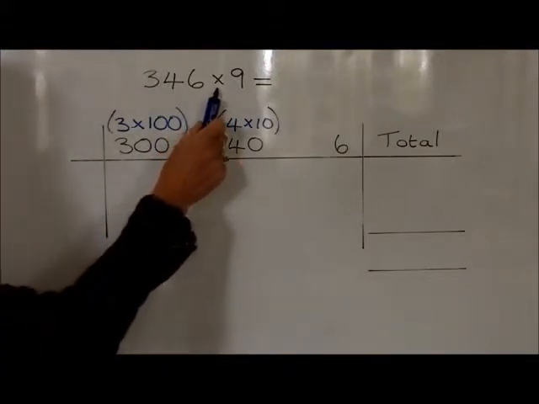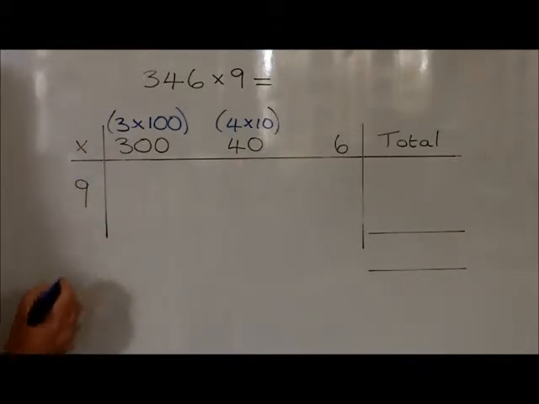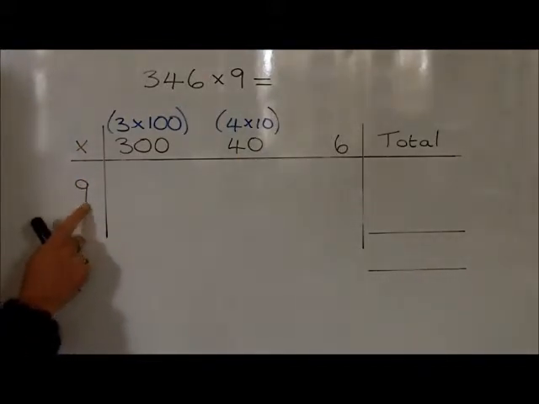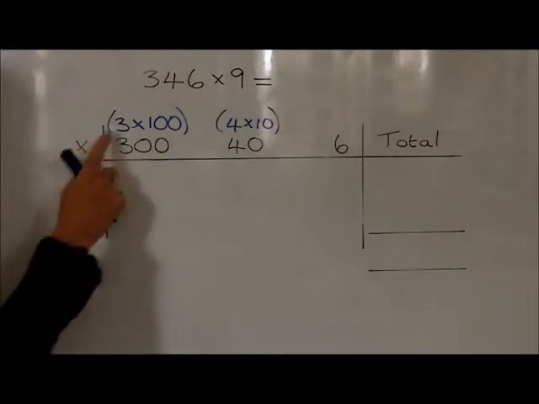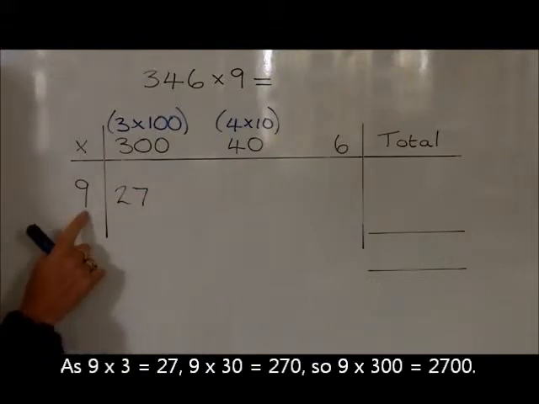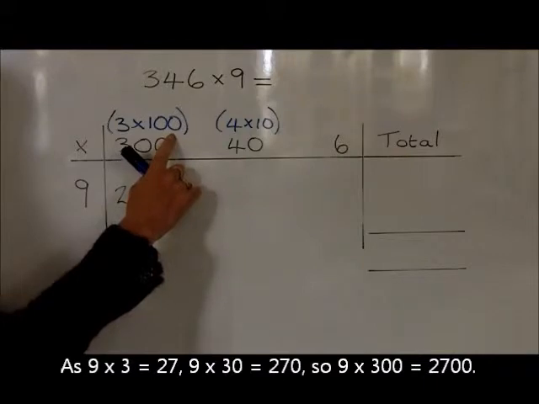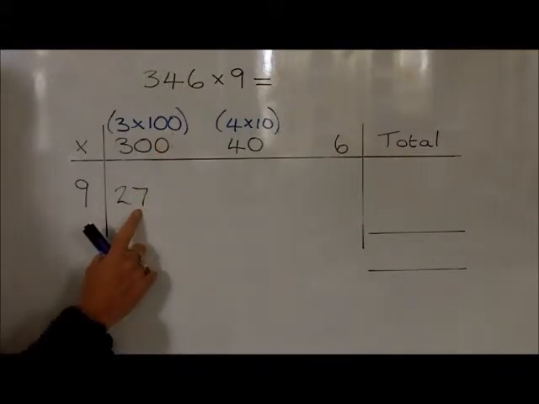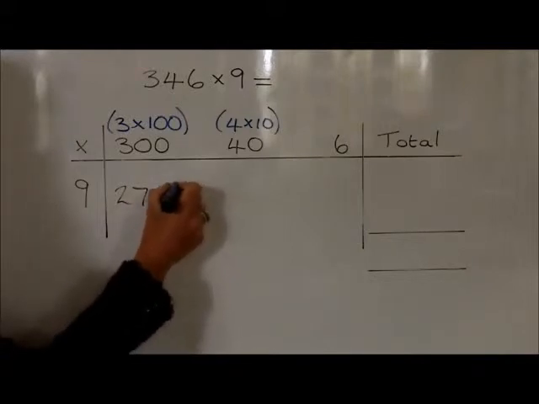We're multiplying everything by 9, so we put multiply by 9. And then we start off by working out what 9 times 300 is. It's easier to think of 9 times 3 first of all, which is 27. But we're now working out 9 times 300, so we've got to make it 100 times bigger. So the 27, which is 100 times bigger, becomes 2,700.